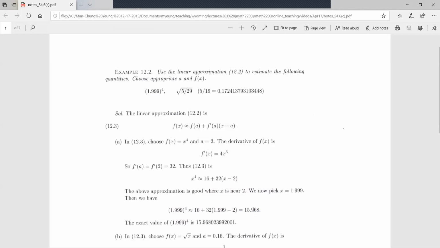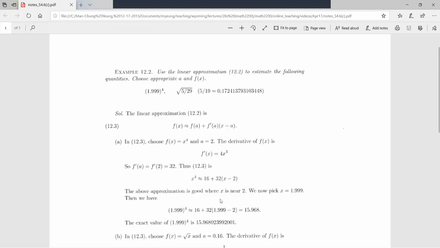How good is this estimate? Let me compute the exact value of this quantity by calculator. Exact value is this. Compare the approximation to the exact value. We see that they are very, very close. But this time, this estimate is an underestimate of the exact value because the estimate is less than the exact value.